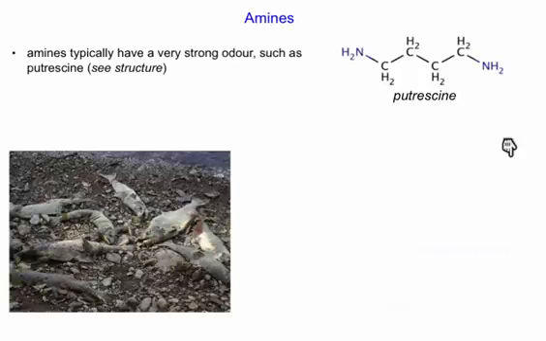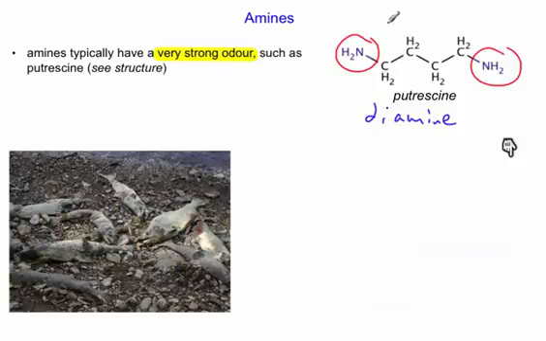Just a quick little tidbit about amines. They're typically really stinky, so they have this very strong odor. Here's an example, putrescine. I think you can imagine what that smells like. Not very nice. This is actually a diamine, characterized by two amine groups or amino groups. So this group can also be called amino. And so a diamine like putrescine is really smelly.